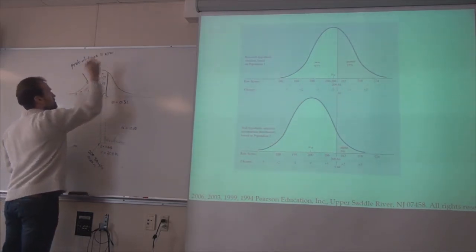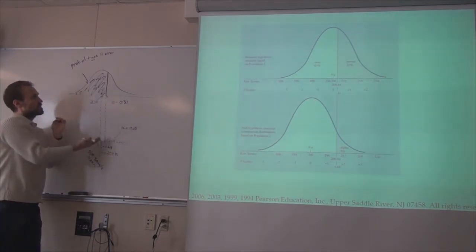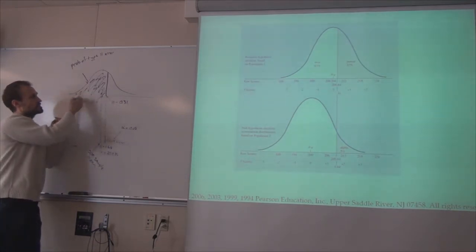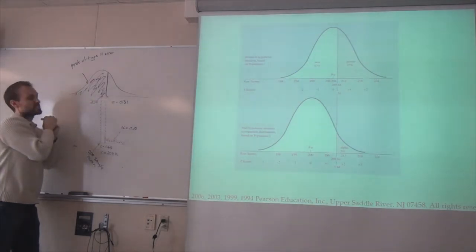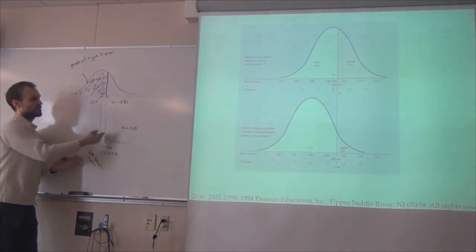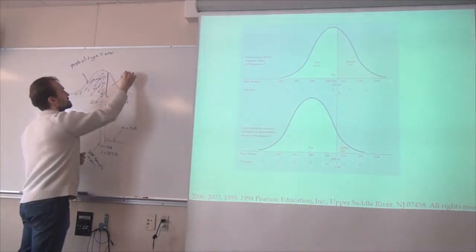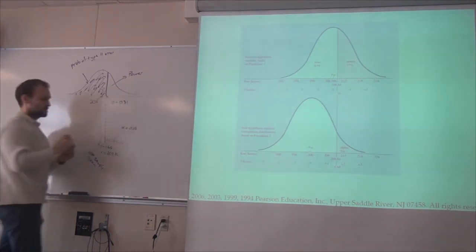Type 2 error. There was a shift. I should have rejected it, but for all of these values, I won't actually reject it because they fall to the left of my cutoff value. And then the other side is the power.